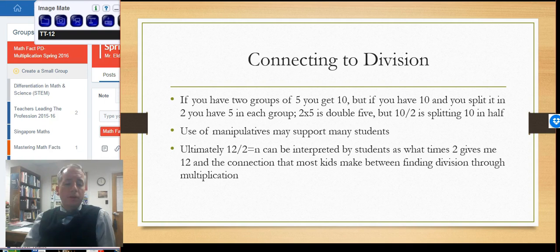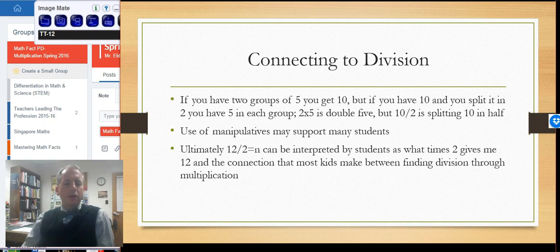So same kind of example, right? So if I have 2 groups of 5, I get 10. But if I have 10 and I split it into 2 groups, then I have 5 in each group, right? So 2 times 5 is double the 5, but 10 divided by 2 is splitting 10 in half, right?